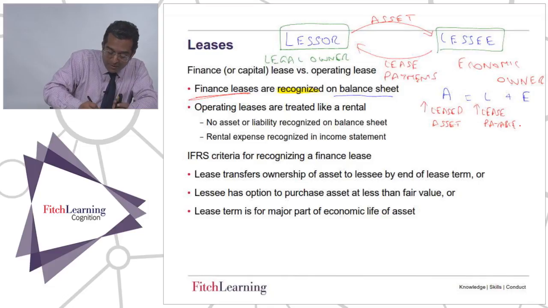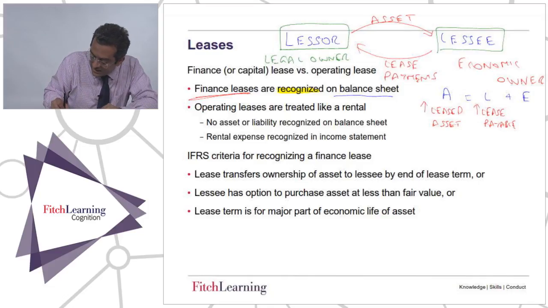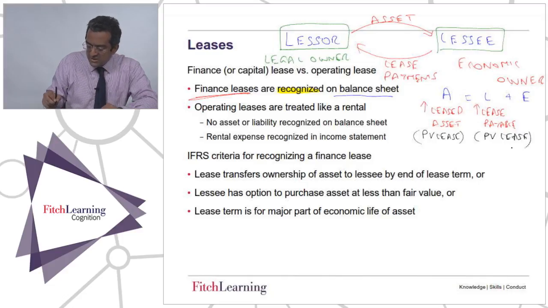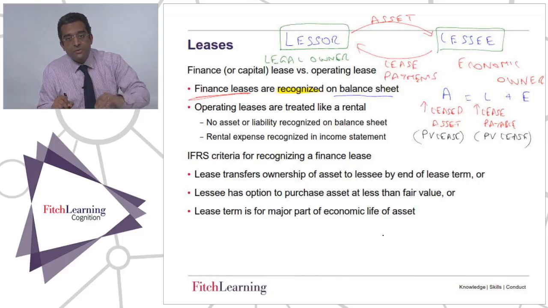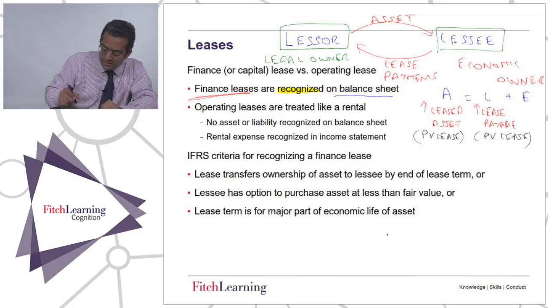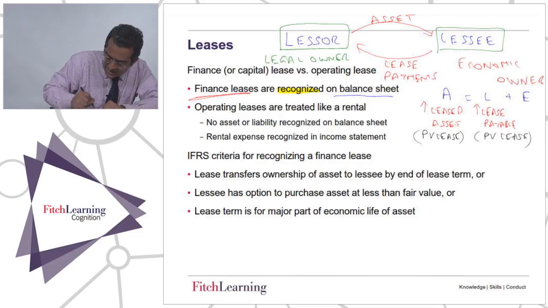Now, they are both of the same amount. You see, the leased asset is equal to the PV of the lease. Okay, and the lease payable is also the PV of the lease. So in that case, yes, are you the economic owner? Yes, you are. You account for it on the balance sheet, recognized. Okay, so we'll make a note there. Finance lease, you are the lessee, is regarded as economic owner.